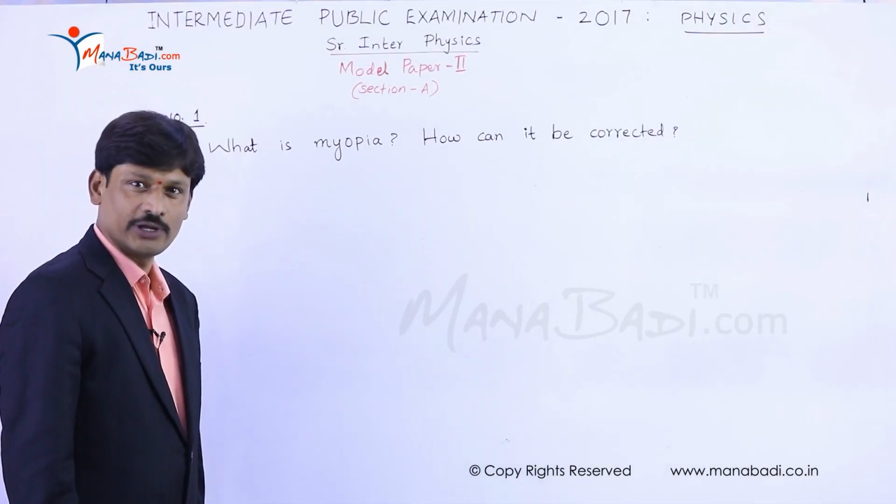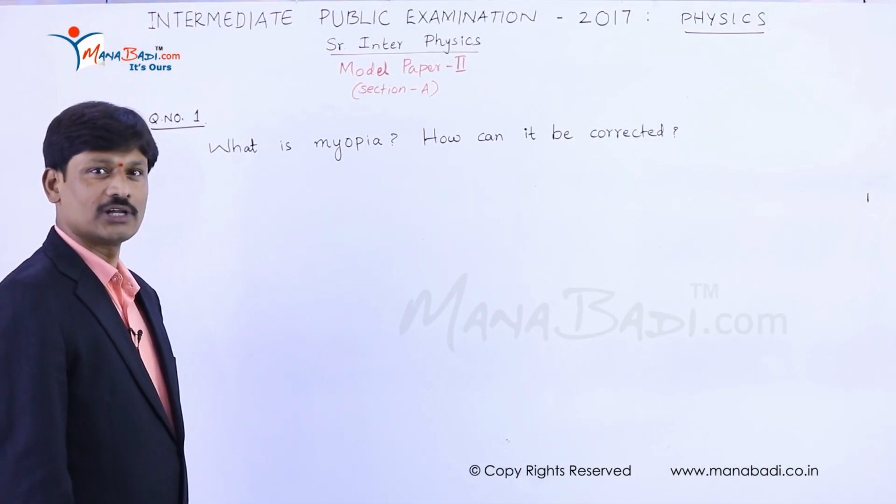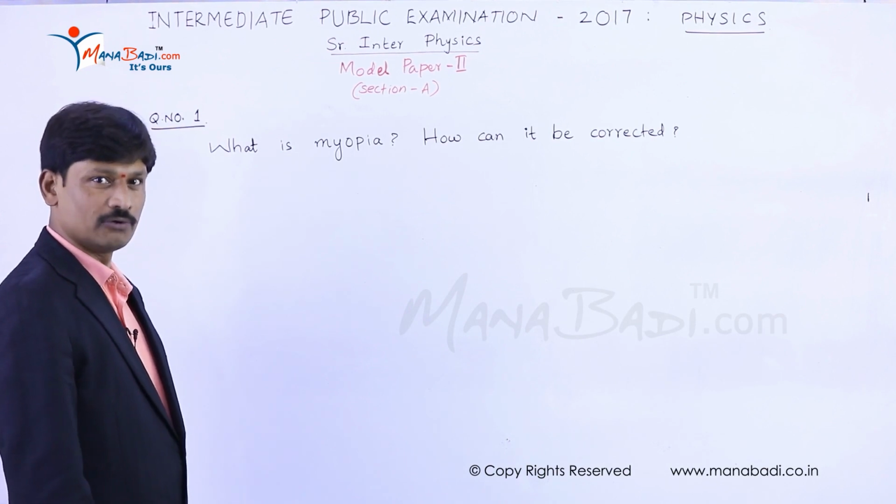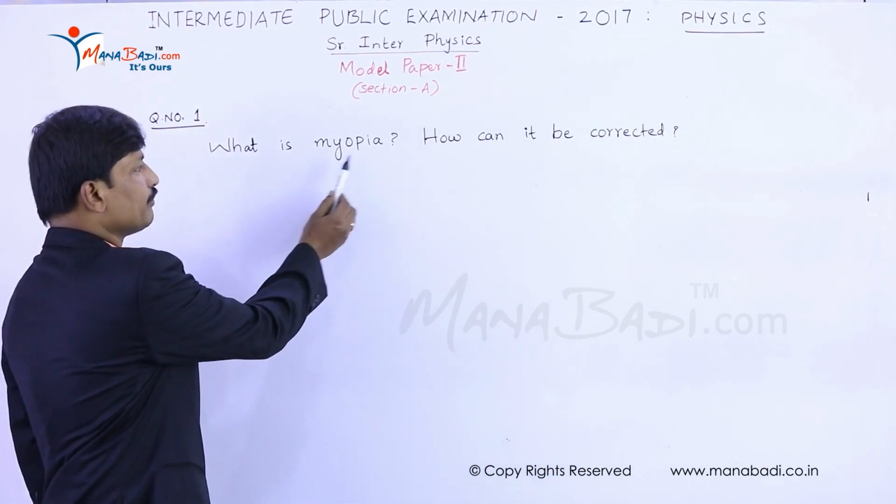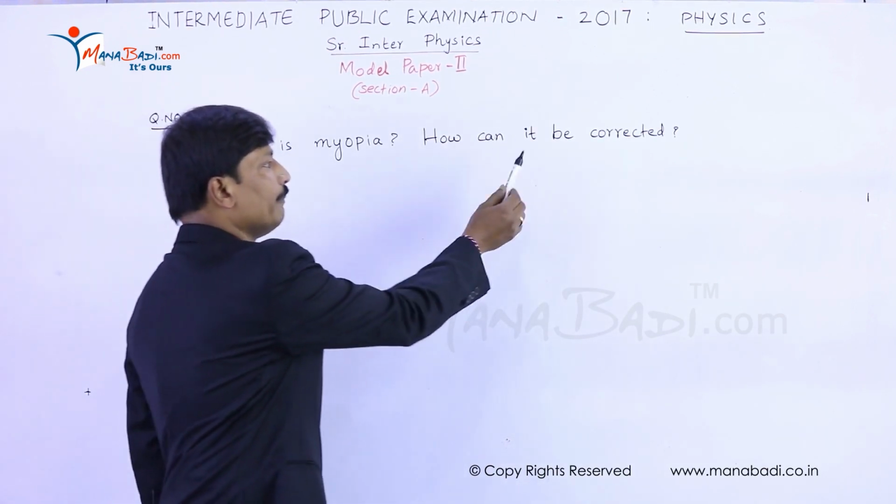Dear students, now we are going to discuss very short answer type questions. Question number 1. What is myopia? How can it be corrected?